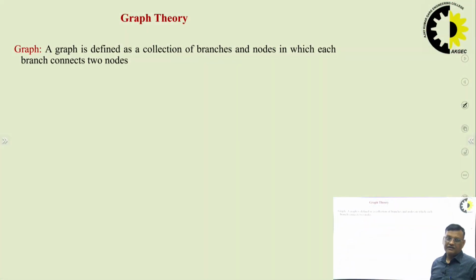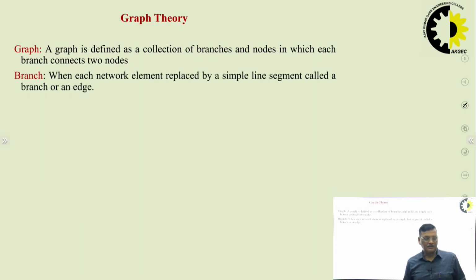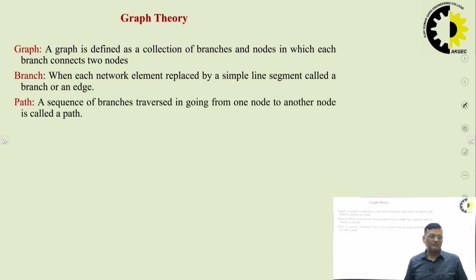So what is a graph in graph theory? Basically, a graph is defined as a collection of branches and nodes in which each branch connects two nodes. A network is given, so identify the number of branches and nodes in the network and simply draw the line representation of the network. What is a branch? When each network element is replaced by a simple line segment, it is called a branch or an edge. Then a path is the sequence of branches traversed in going from one node to another node.